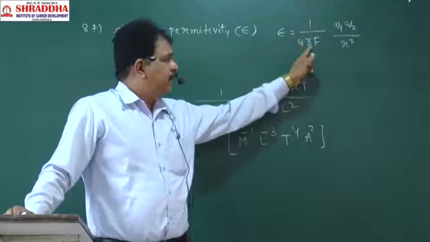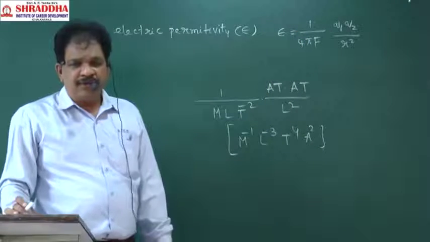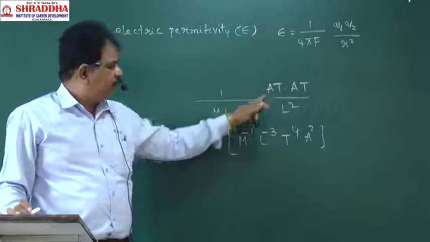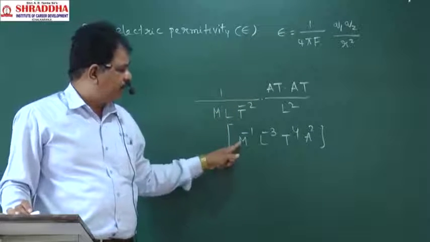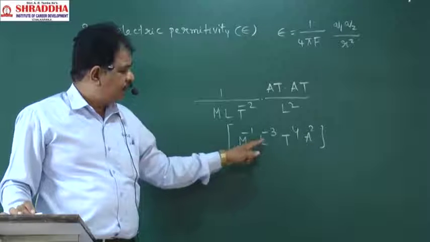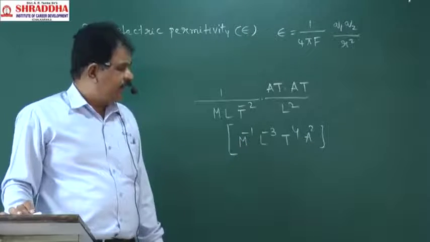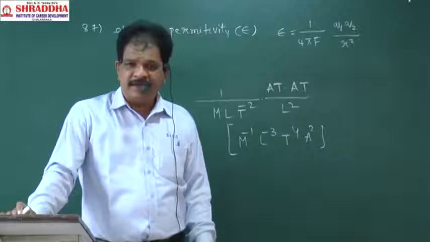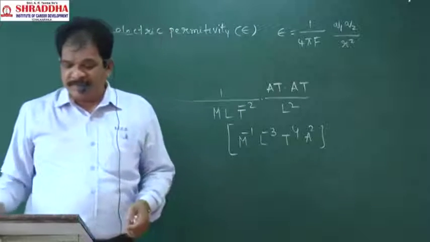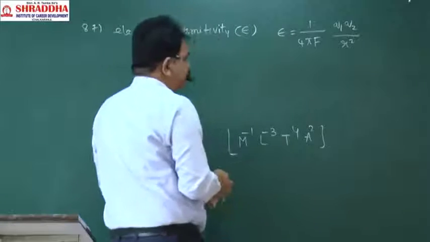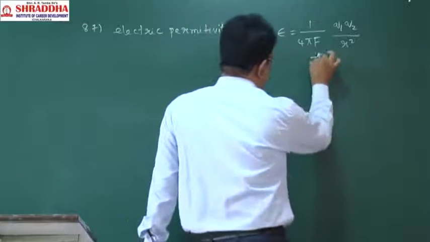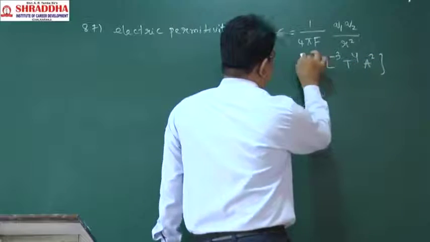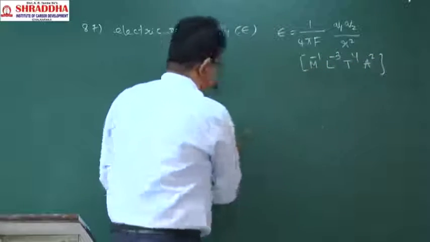But epsilon is equal to 1 by 4 pi F Q1 Q2 by R square. If you remember it like that, we can derive the dimensional formula for this: M power minus 1, L power minus 3, T power 4, A square. Is it clear? Understanding? Simple only.